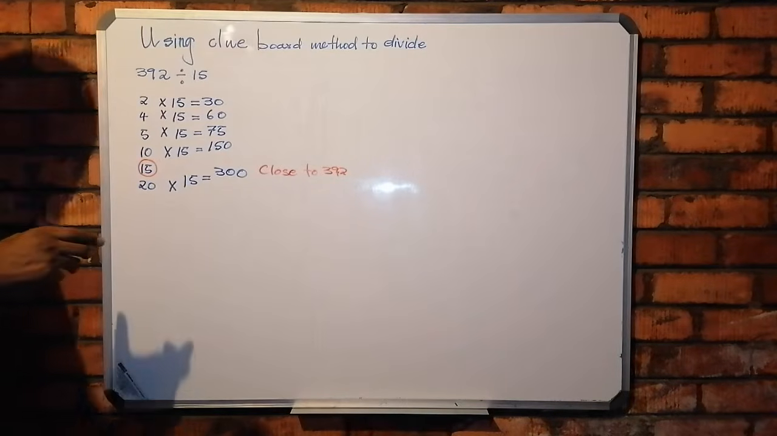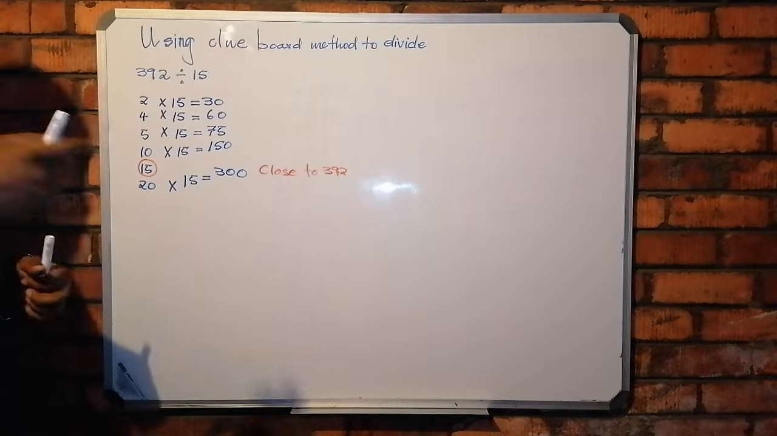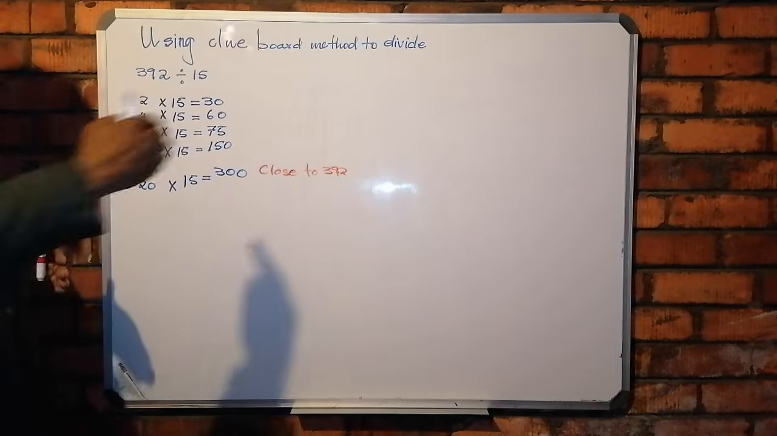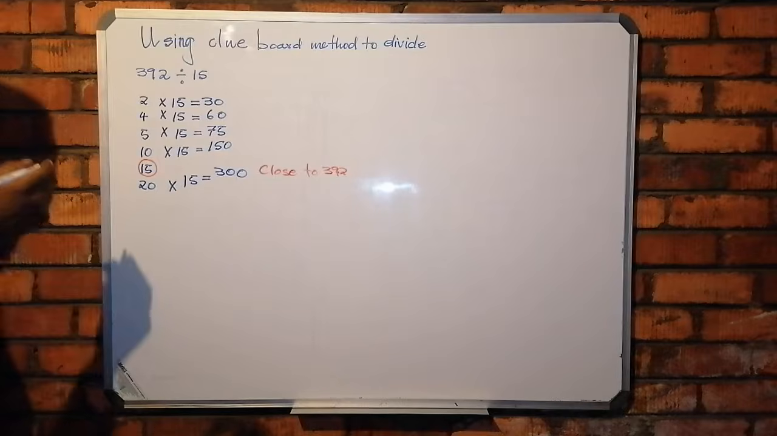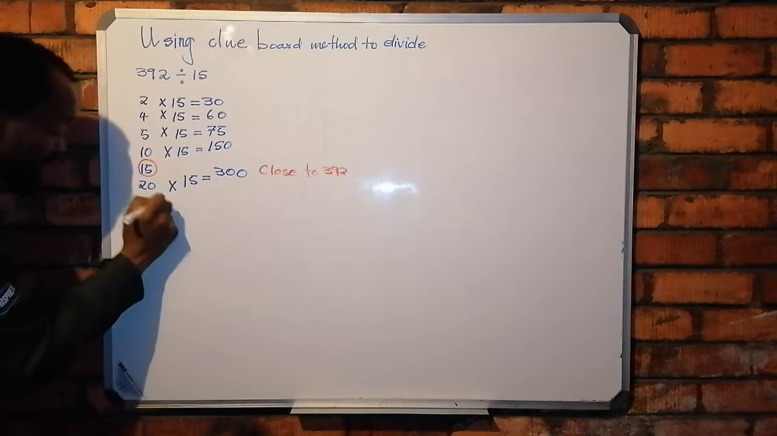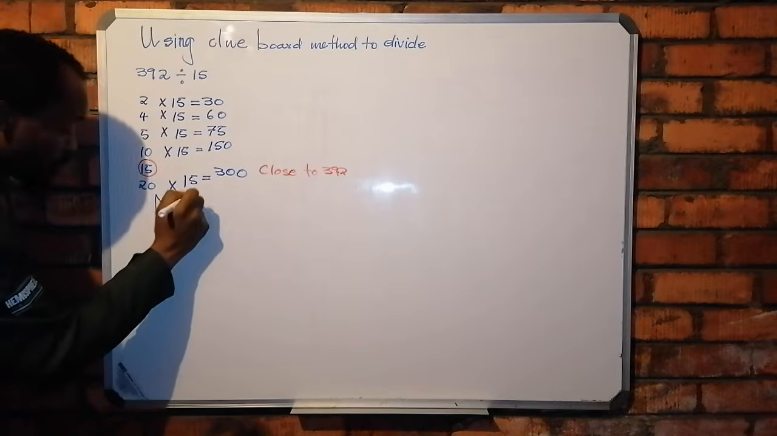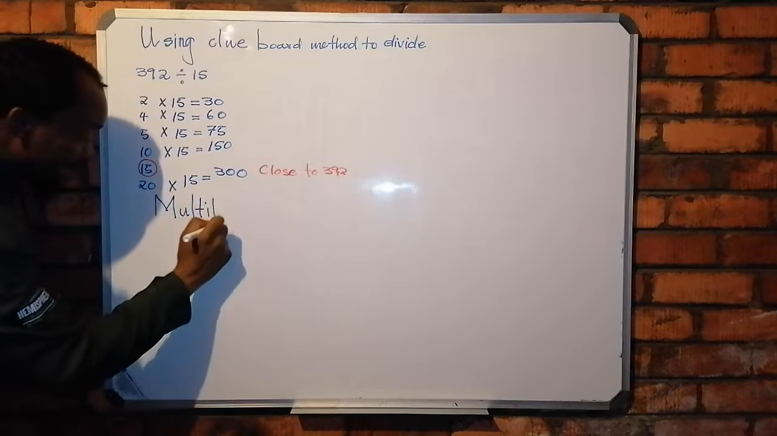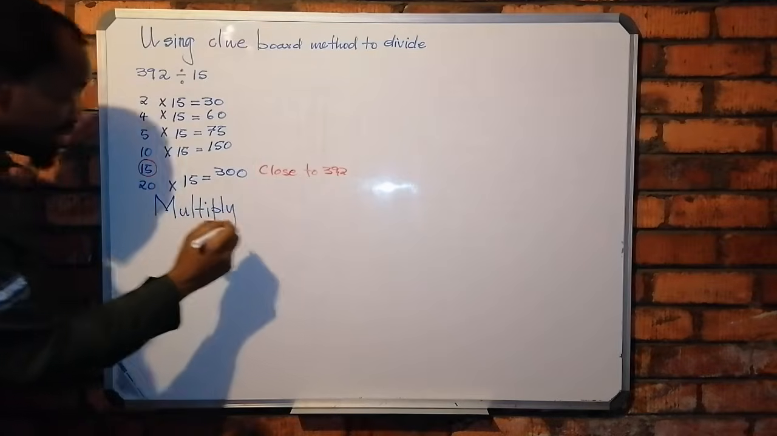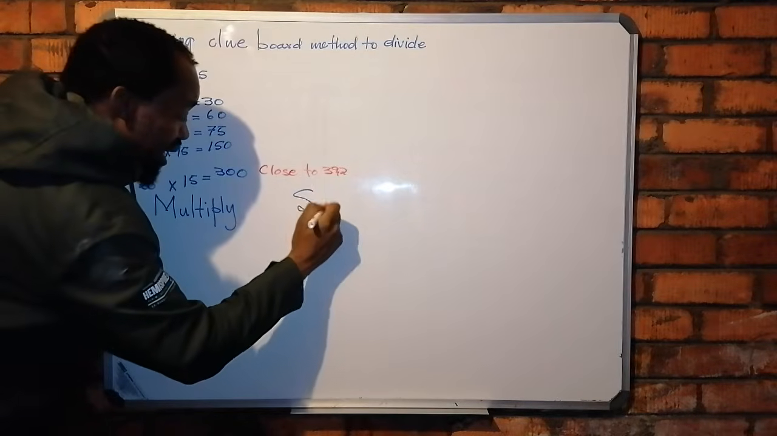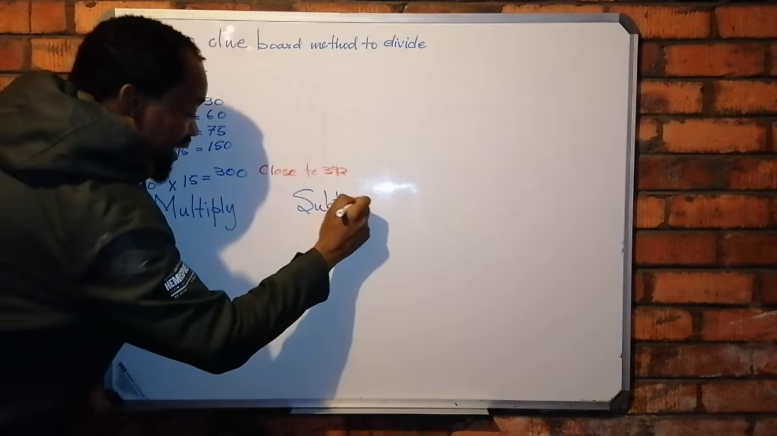Now, what is the next step? The next step is now to use the multiplication and subtraction method. Multiplication, I'm going to multiply. Then here I will be subtracting.